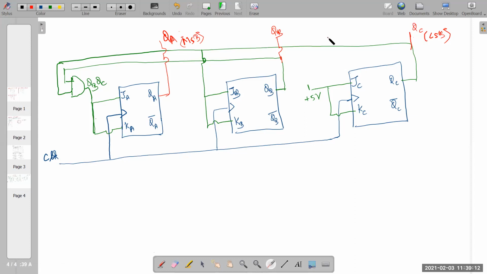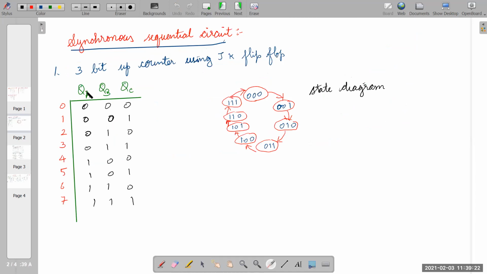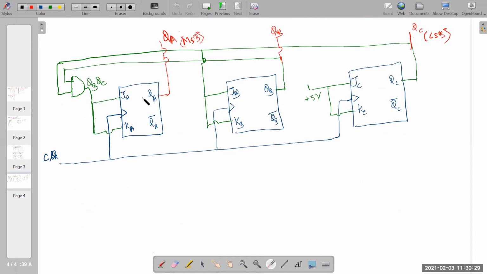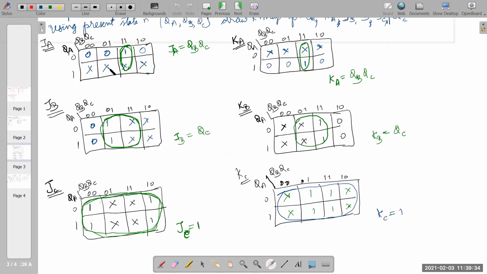I will explain again. Since I'm using 3 bits, I'm getting 3 flip flops. Each flip flop I have given a name. I have given the most significant bit as A, then B, then the least significant bit is C. So first flip flop is A, second flip flop is B, third flip flop is C. Right? From the table, from the K map, I got JA, KA, JB, KB, JC, and KC. JA is QB AND QC, JB is QC, JC is 1.